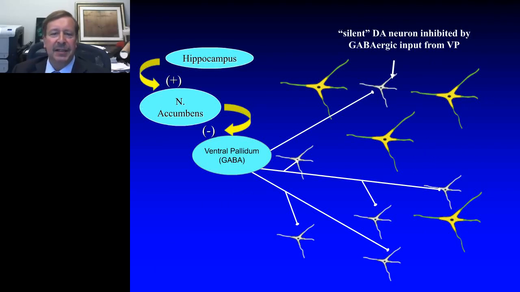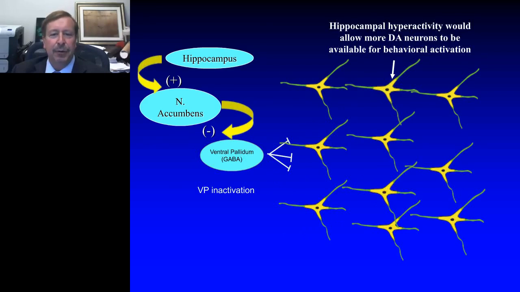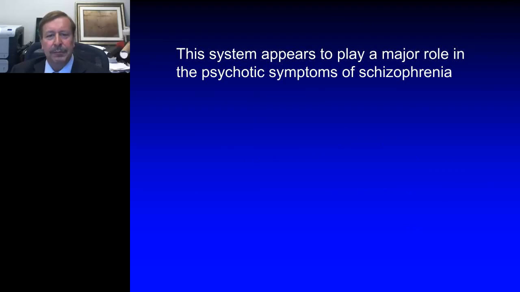Now, this again is consistent with what we know about the system. The hippocampus provides an excitatory drive to the accumbens. The accumbens then inhibits the ventral pallidum. So when the hippocampus is activated, it removes ventral pallidal inhibition and activates the neuronal firing.